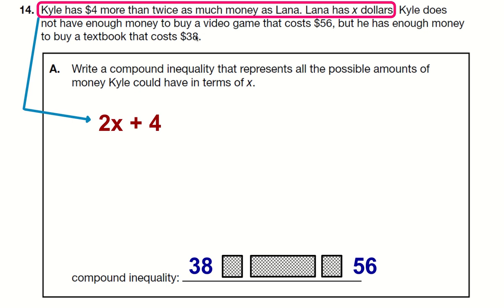And Kyle has $38 or more because he's got enough money to buy a textbook, but he does not have enough money to buy a $56 video game. So he has as much or more than 38, but he does not have 56. He has less than 56. And notice how this is less than but not equal to. But this symbol, because he does have enough, he has at least $38 basically. So we use that symbol, and then the 2x plus 4 goes in the middle. So there's our compound inequality.